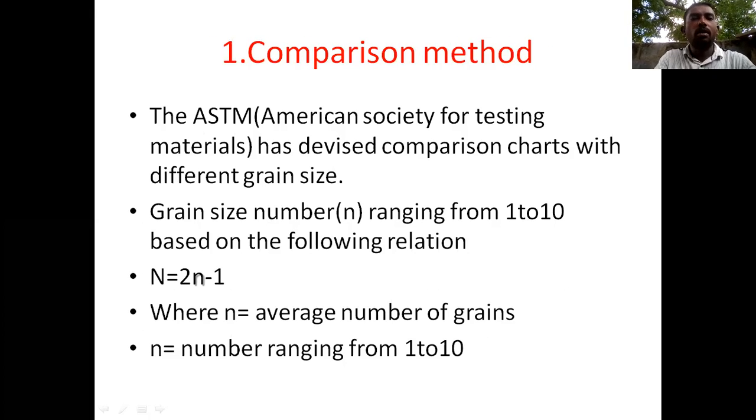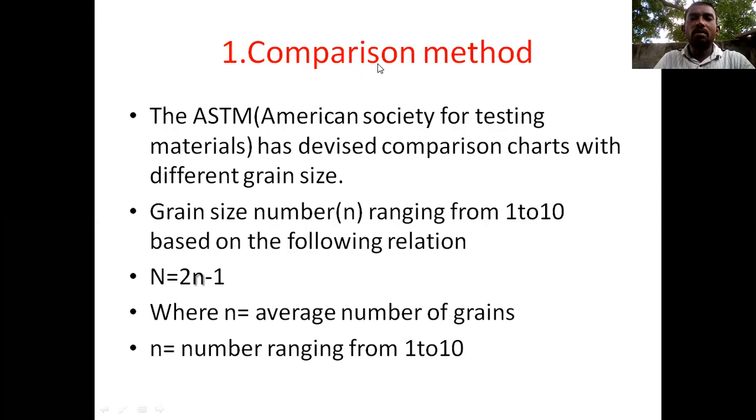What is the comparison method? ASTM, the American Society for Testing and Materials, has produced comparison charts with different grain sizes. Grains are small particles in a solid. How can we find out the number of grains inside a solid body or metal? We have some methods to find how many grains are in the solid body. The first one is the comparison method.